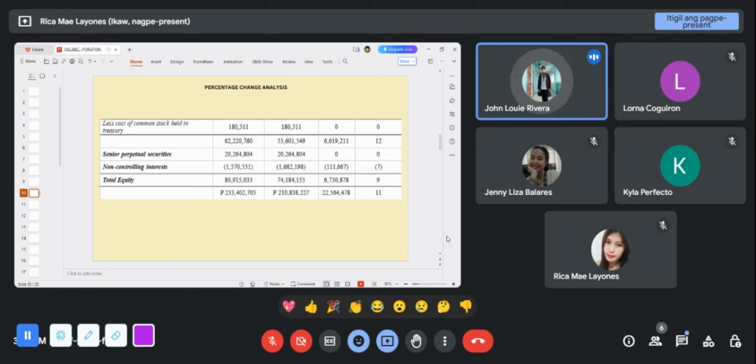Less cost of common stock held in treasury, 0. Senior perpetual securities, 0. Non-controlling interest, negative 111,667, decreased to 7. Total equity amount, 6,730,878, increased to 9. And last, 22,564,478, increased to 11. So, percentage change analysis.